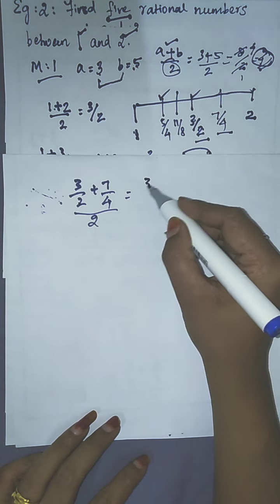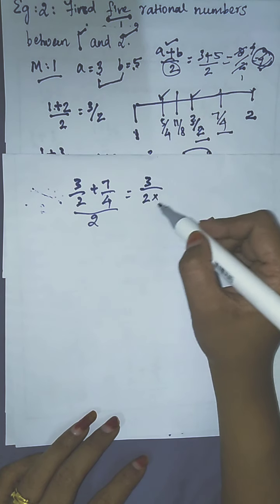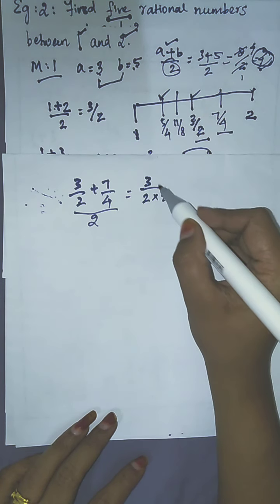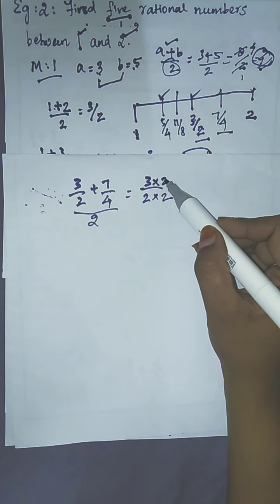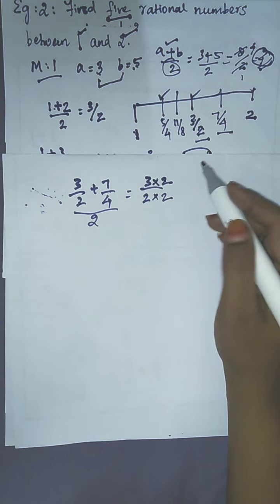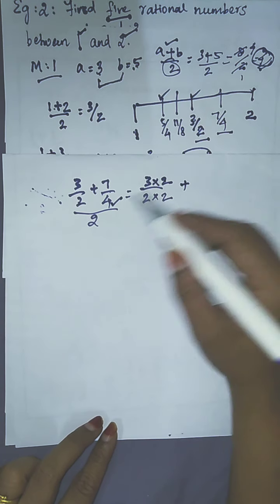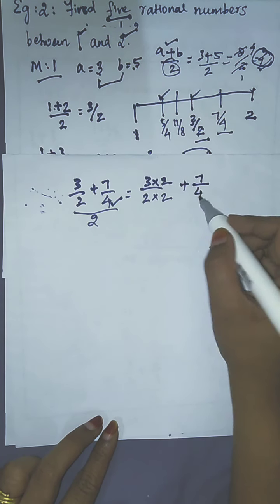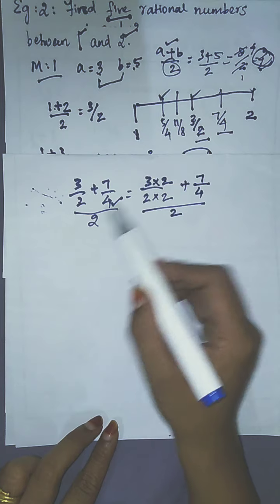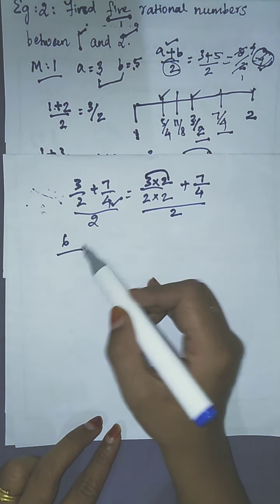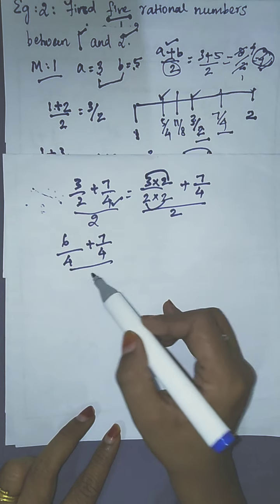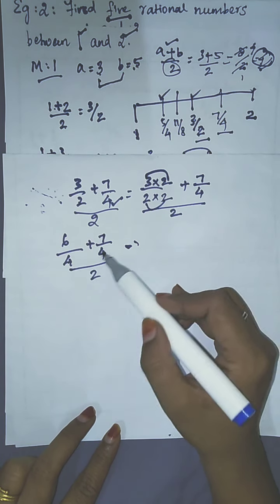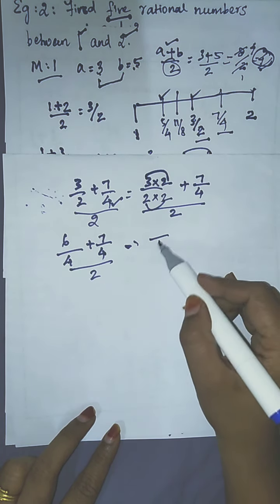So 3 divided by 2. To make the denominator 4, we have to multiply by 2, right? So multiply by 2 on both numerator as well as denominator. Plus here the denominator is already 4, so no problem, 7 divided by 4, divided by 2. Now 3 2s are 6 divided by 2 2s are 4, plus 7 divided by 4, divided by 2. The denominators are the same, so put it as a common 4.